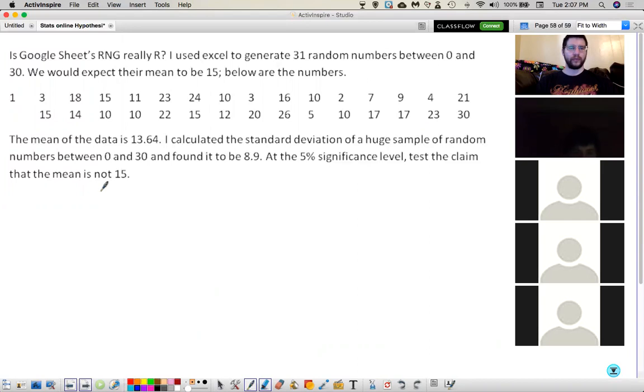So let's see. We got our null. We got our alternative. What's what? Test the claim that the mean is not 15. So the mean of the population, I really should have said. Is not. Seth, what symbol is not? The not equals, the equal sign with a line through it. Yeah, there we go. So that does not have equality, so it goes in my alternative. And that's my claim.